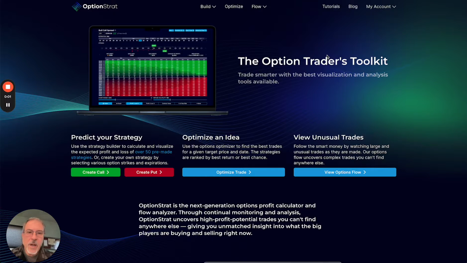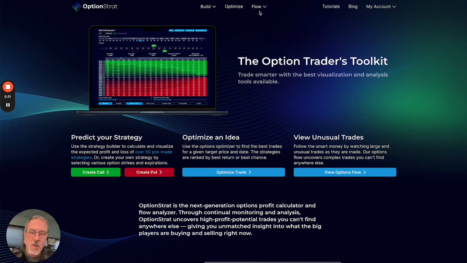Good morning, traders. Wanted to reach out to everyone, showing a feature that is in the higher level of OptionStrat. OptionStrat has some great holiday promotions, Black Friday deals, etc. So I'm assuming a lot of new people came on board, and I want to show some of the features that are in that paid level. I'm going to use the flow function here today.